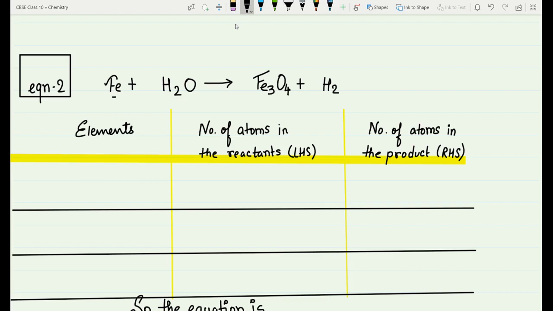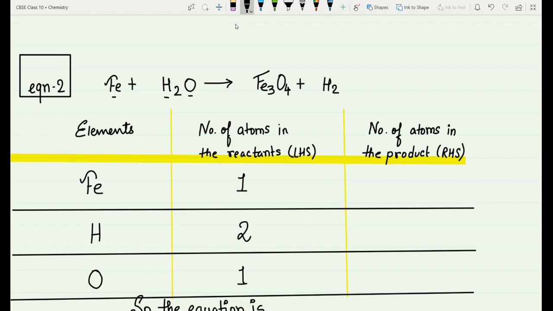The first element is iron, that is Fe. The second one will be hydrogen, and the next one is oxygen. Now, how many irons are in the reactant? In the reactant there is 1 iron. How many hydrogens? There are 2 hydrogens, and 1 oxygen is there.